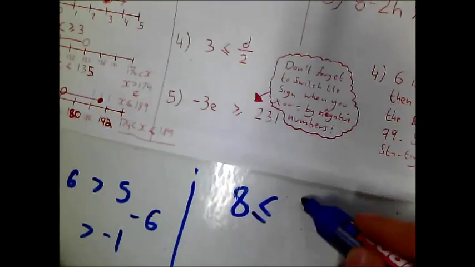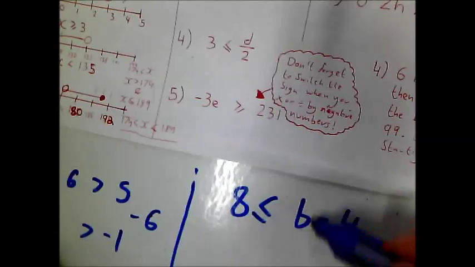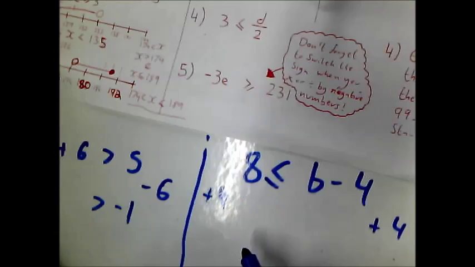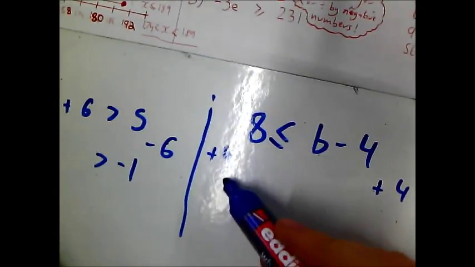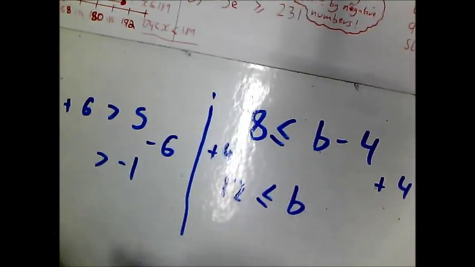Question 2, 8 is less than or equal to b subtract 4. So I need to get the b by itself, so I'm going to add 4 to both sides, and I'm going to get 12 is less than or equal to b.